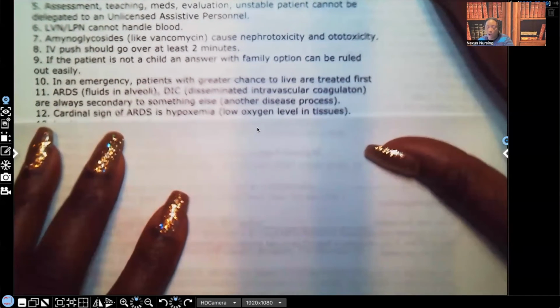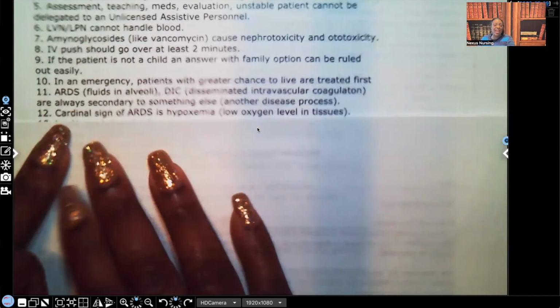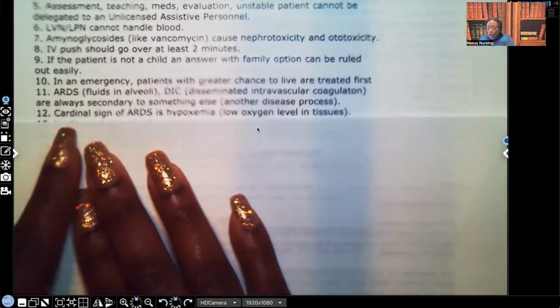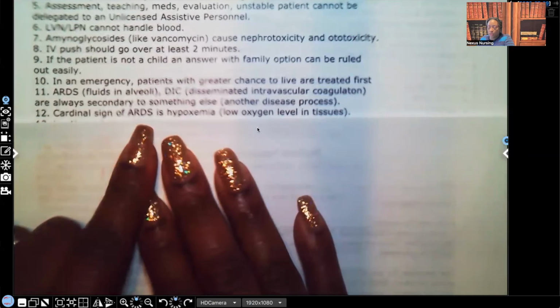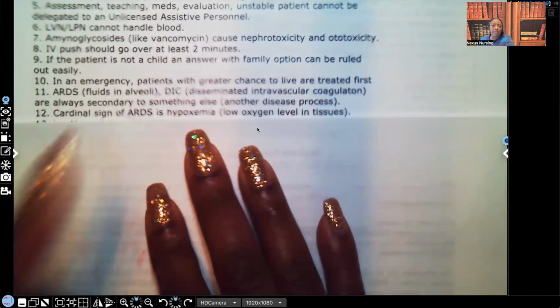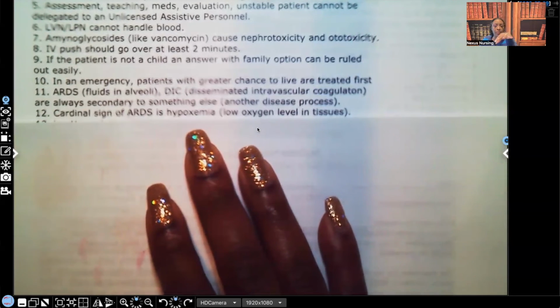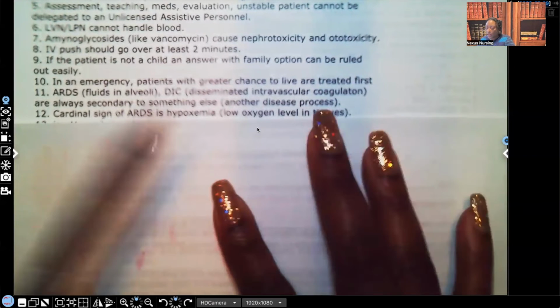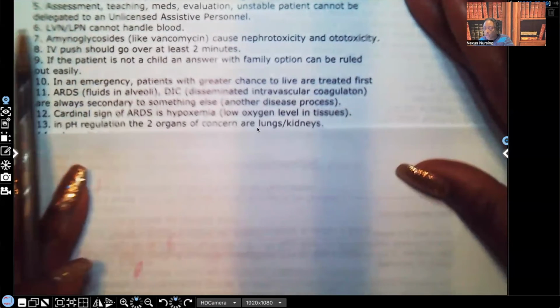Cardinal signs of ARDS. When you see that word cardinal, that means classic, hallmark, cornerstone, right? The cardinal sign of acute respiratory distress syndrome is hypoxemia, not having enough oxygen in the blood. Remember, guys, that oxygen in the blood is what causes perfusion of the tissues. Those tissues cannot survive without being perfused. So the cardinal sign of ARDS is hypoxemia, low oxygen level in tissues.